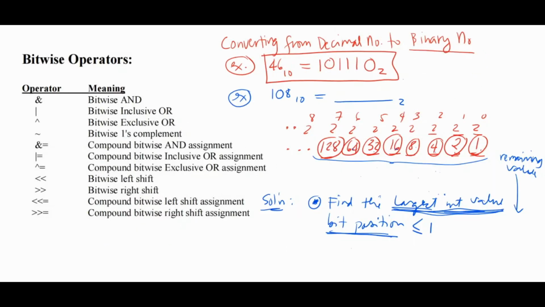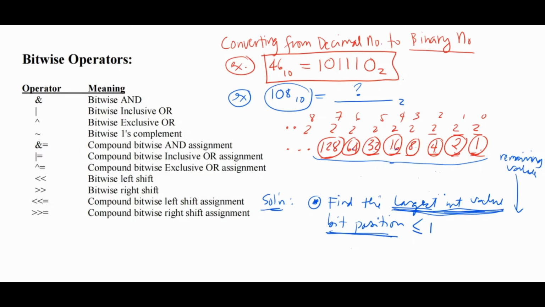So the next example we are going to do is to convert the given decimal number 108 to binary number. So let's find out what this decimal number 108 is equivalent to in binary number. So 108 is base 10, and we're going to find the equivalent binary number in base 2.